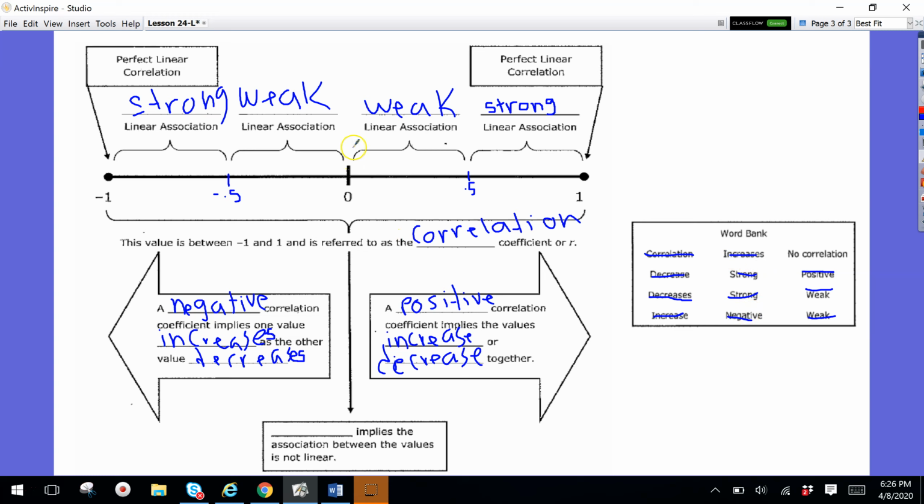Now, if you have a 0, that means that there's absolutely no correlation between the two things. They are not related at all.